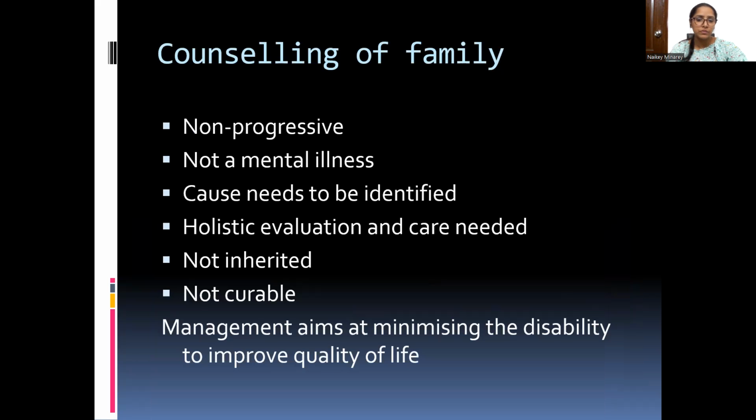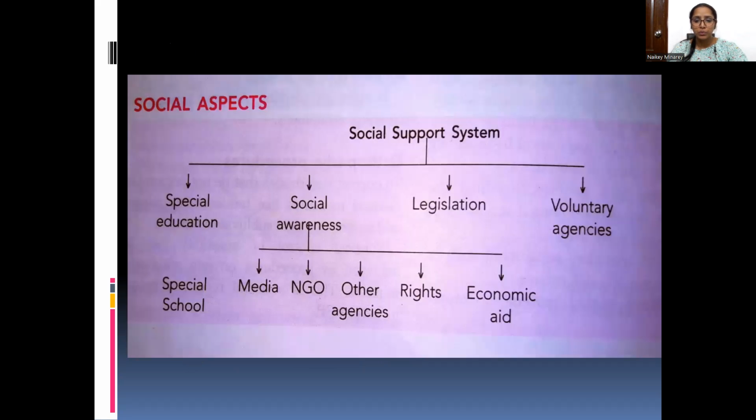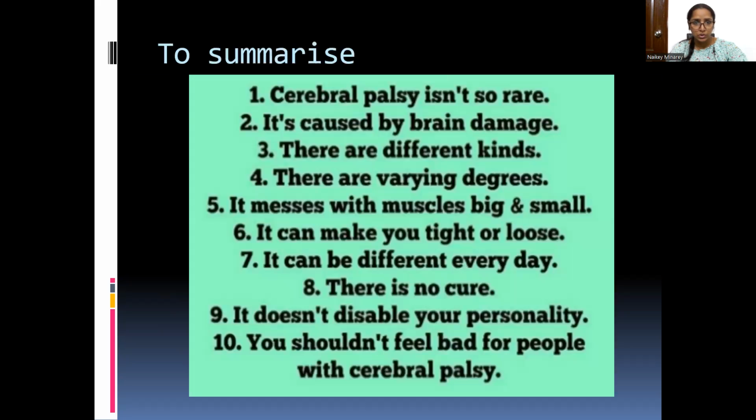Counseling of the family is very important. It is a non-progressive illness, and it is not a mental illness. It can occur with mental retardation, but it is mainly motor dysfunction. The cause needs to be identified. Holistic evaluation and care is needed. It is not inherited and not curable. Management aims at minimizing the disability to improve quality of life. So a social support system is very important: special education, social awareness, various laws and various NGOs.